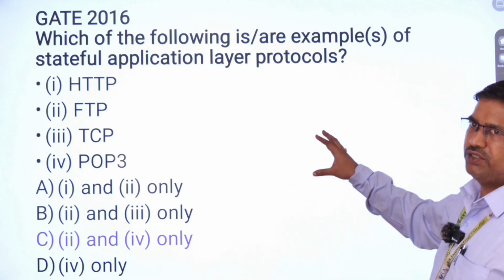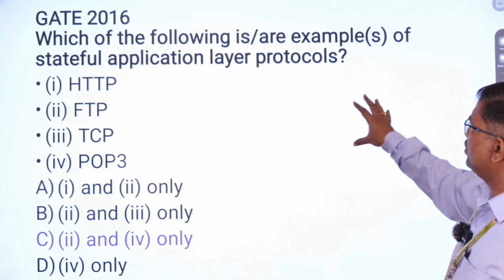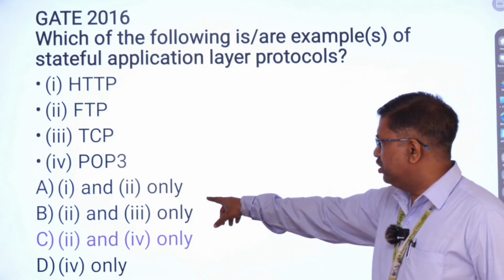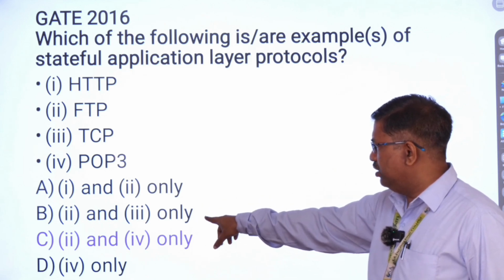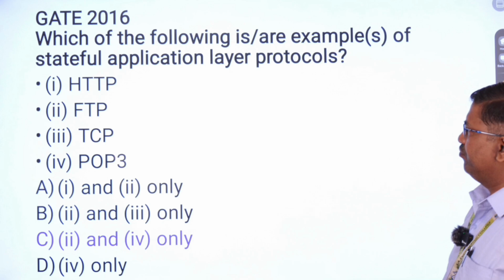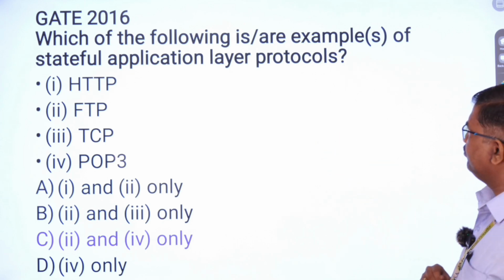Okay, these are the options given here. We need to identify which of the following are examples of stateful application layer protocols. The options are: 1 and 2, 2 and 3, 2 and 4, or 4 only. These are the options given. Okay, we need to identify whether HTTP and FTP.